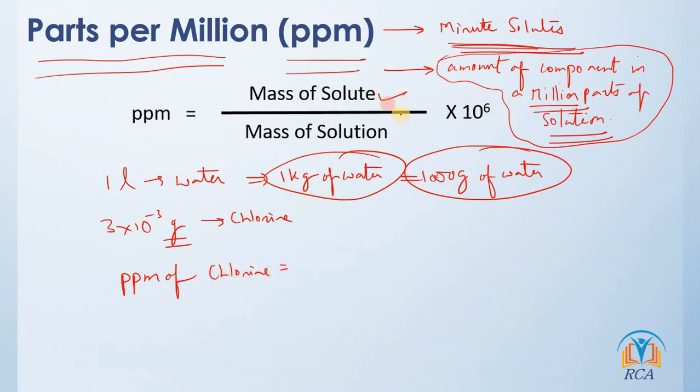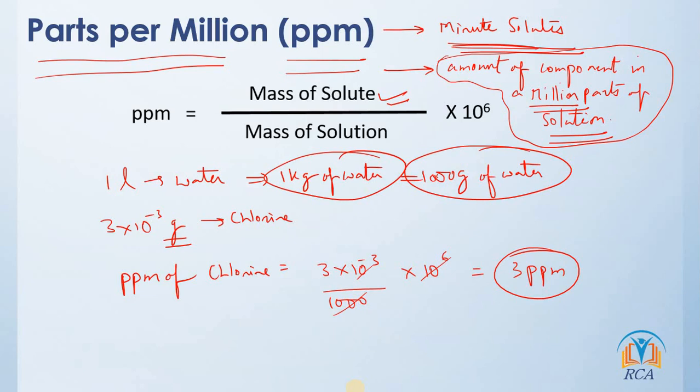What we're going to do, we're going to have mass of solute. What is the mass of solute? It's going to be 3 into 10 to the power minus 3 grams over what? Mass of solution, which is going to be 1000 grams, and this should be multiplied with what? This should be multiplied with 10 to the power 6. Now if you understand this thing, this entire thing will get cancelled off and we'll only be left with 3 ppm. That means there are 3 parts per million of chlorine in that particular solution.